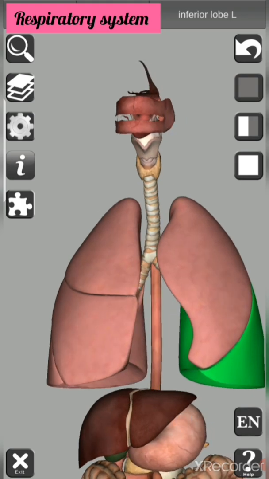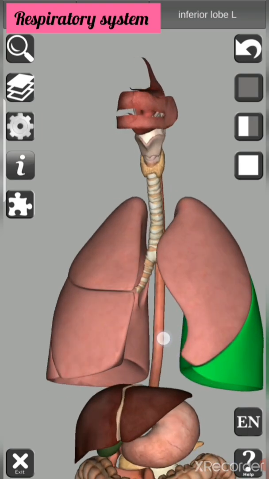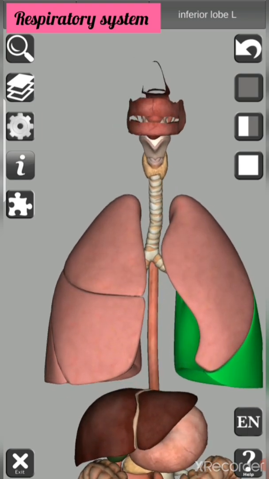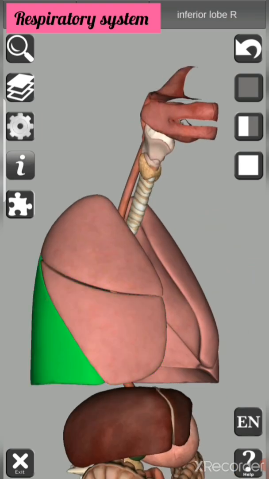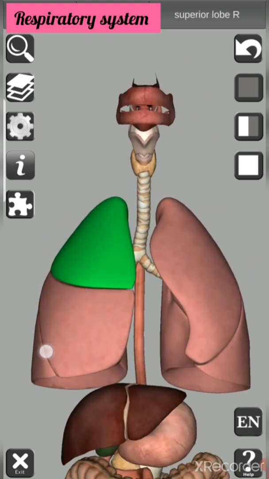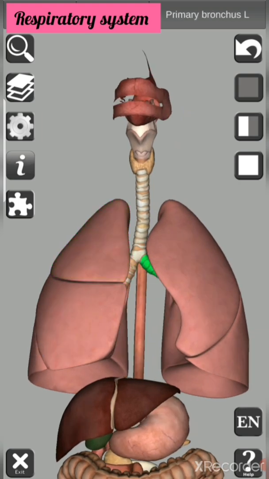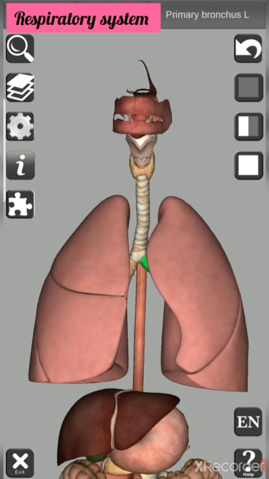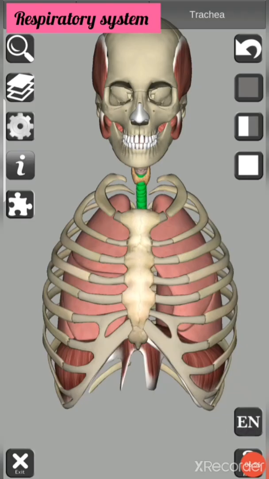Because here in the middle, what is present? Our heart is situated here in the middle of these two lungs. So that's why in the left side lung we have two lobes, and here how many lobes are there? There are three lobes in our right lung. This bronchus will divide and redivide and form a number of branches, which are known as bronchioles.